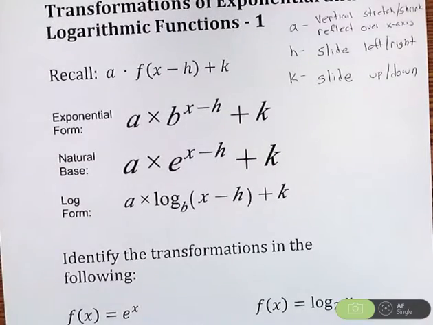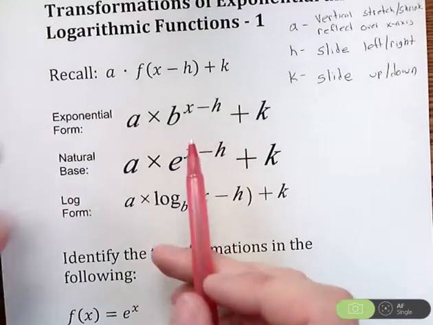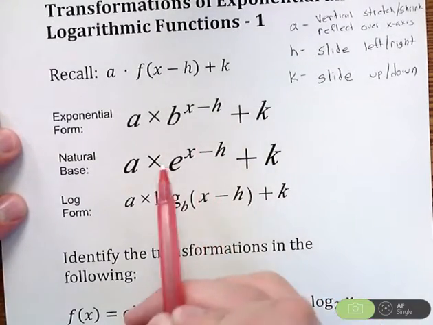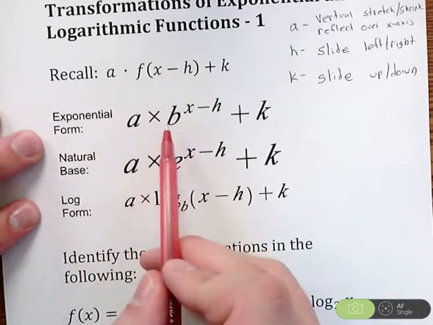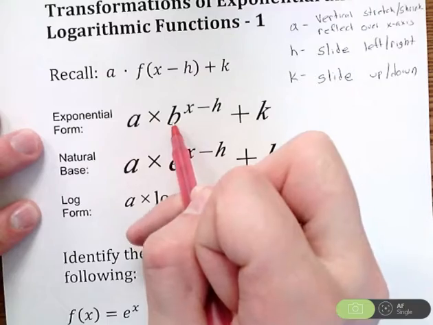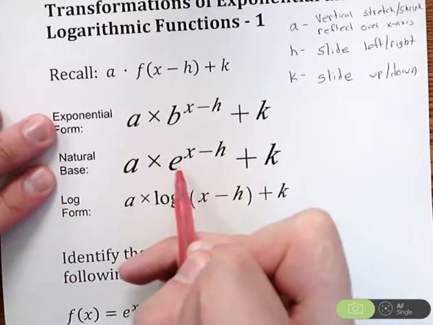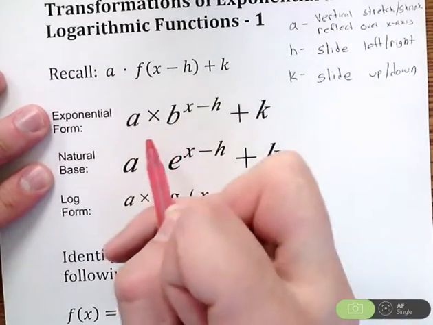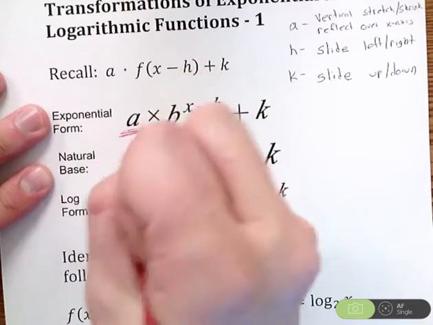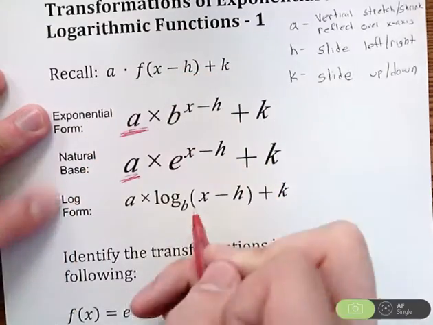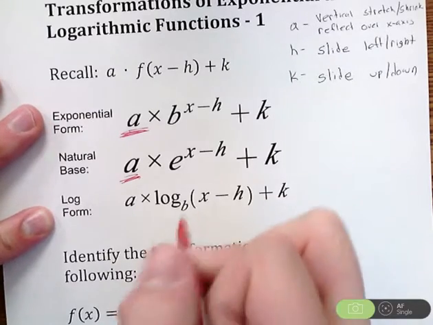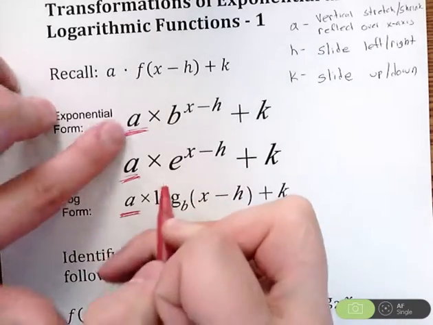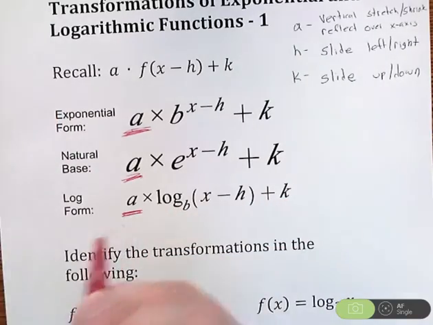So looking at what we have here, it's hard to tell with all the letters, but notice how A, as I mentioned, is always out front. So we have an exponential function here with a base B, or an exponential function here with a natural base E. Notice that A is always out front. Same down here with log with some arbitrary base. We still have A located out front.